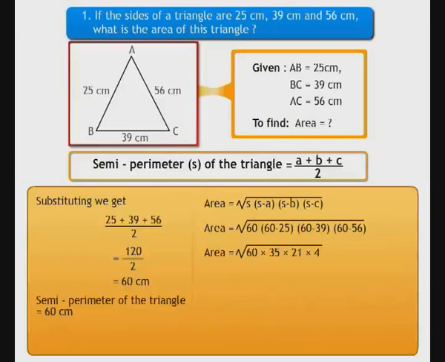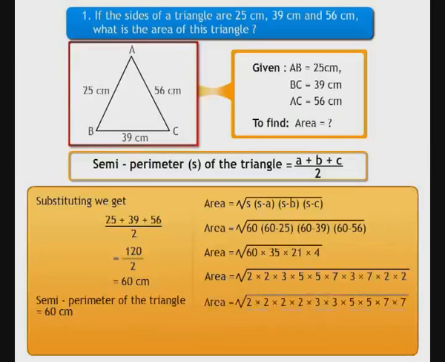Now making groups with 2 equal factors in each group and taking one factor from each group, we get area is equal to 2 into 3 into 5 into 11. Multiplying these numbers, we get area is equal to 330 square meter. Therefore, the area of the triangular field is 330 square meter.